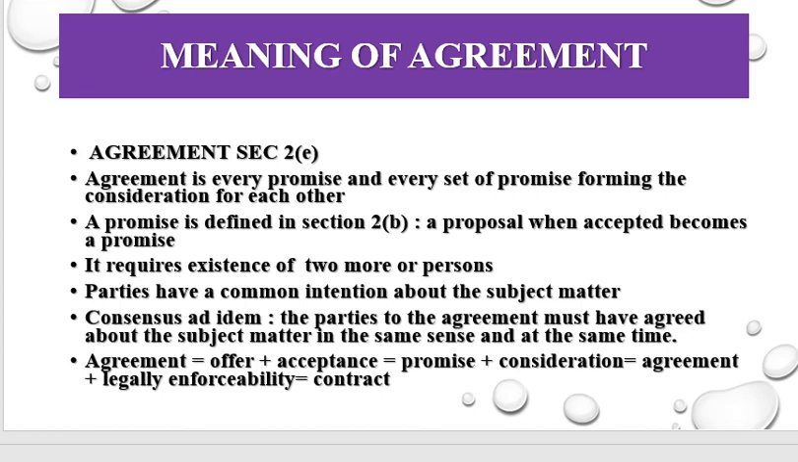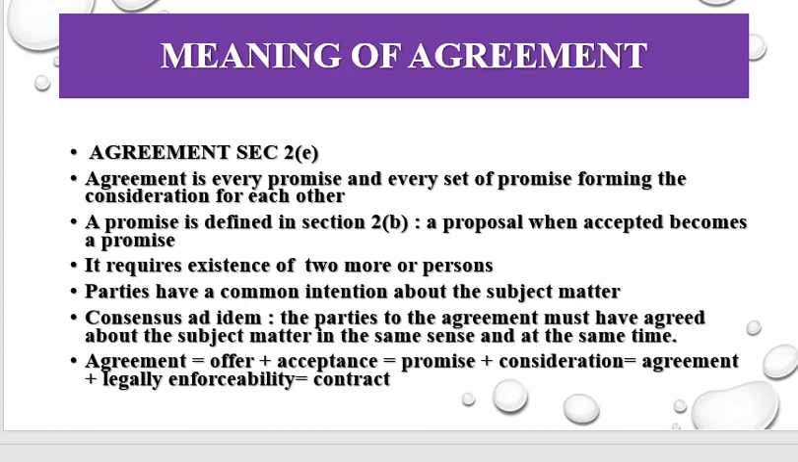A promise is defined in Section 2(b): a proposal, when it is accepted, becomes a promise. Like A makes an offer to B. When B accepts the offer, then it becomes the proposal, then it becomes the promise. When a party makes an offer to the other party, it requires the existence of two or more persons. There should be plurality of persons.